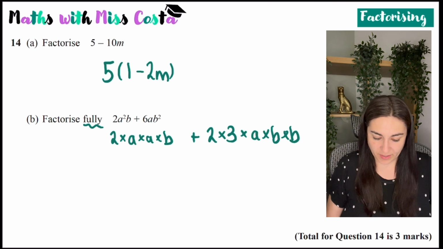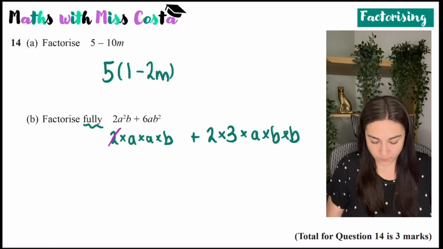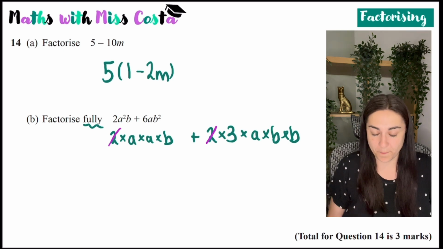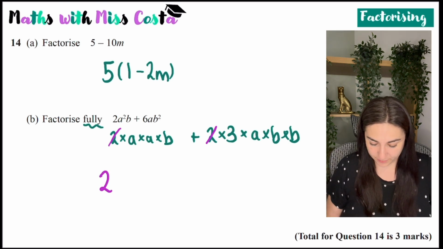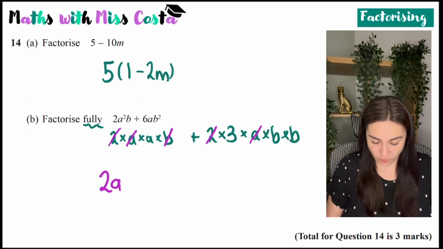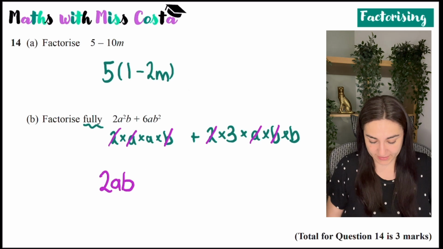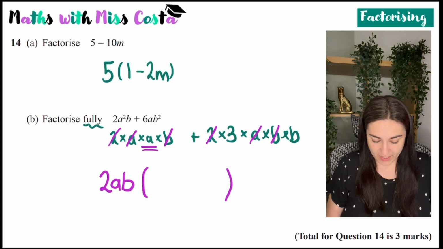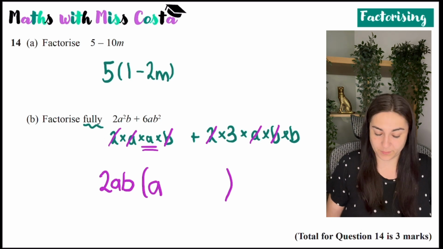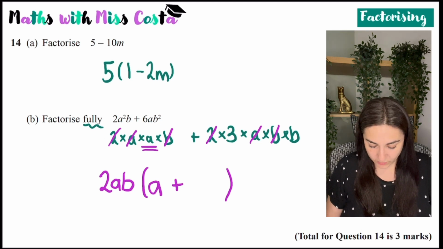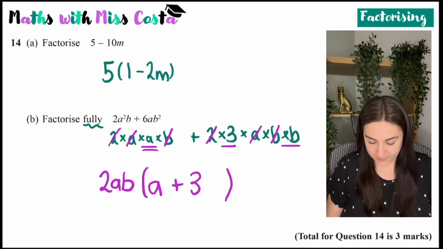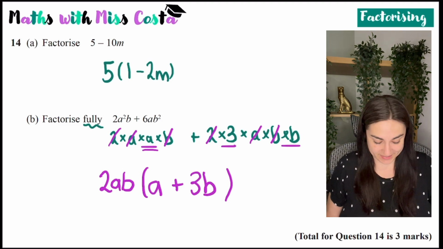So then I can think, okay, what's common? Well, 2 is the largest number that's common, so that will go outside the bracket. Then I've got 1a in common, so that will go there. And then I've got 1b in common as well. So 2ab would be the largest factor that I can squeeze out and put outside the brackets. And then everything else I just leave. So here, 2ab multiplied by a would give me 2a squared b. And then what's remaining over here, I've got 3b. So that's how I do it.